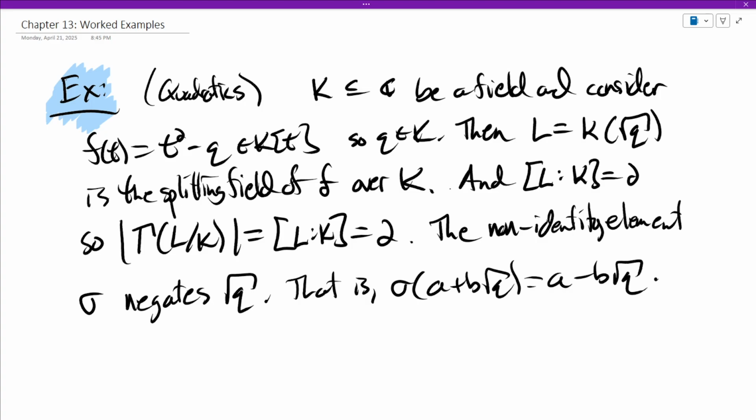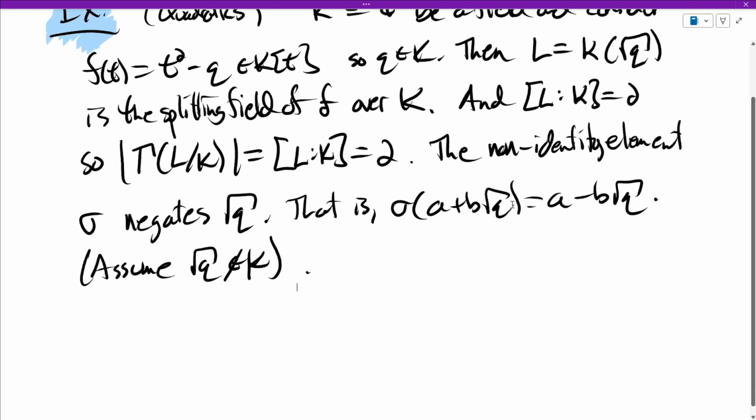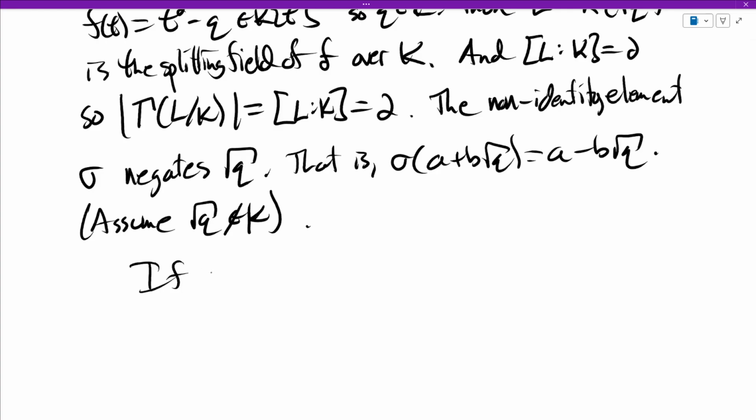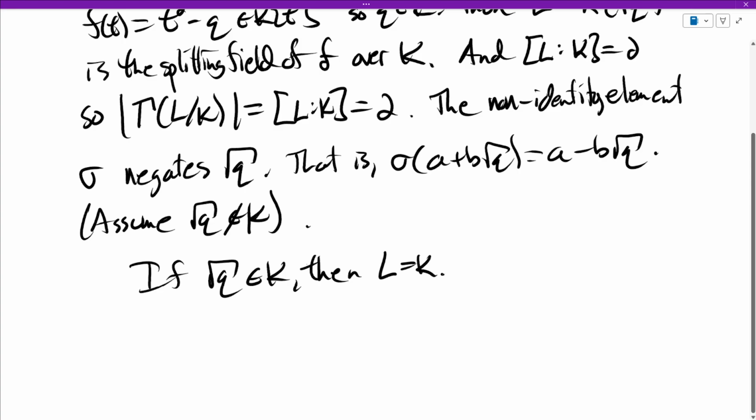Now, I didn't mention here, but I suppose this is assuming that the square root of q is not in k. Of course, if the square root of q is in k, then L is just k, right? And so this is a trivial extension, and the Galois group is therefore trivial. This just has the identity in it.